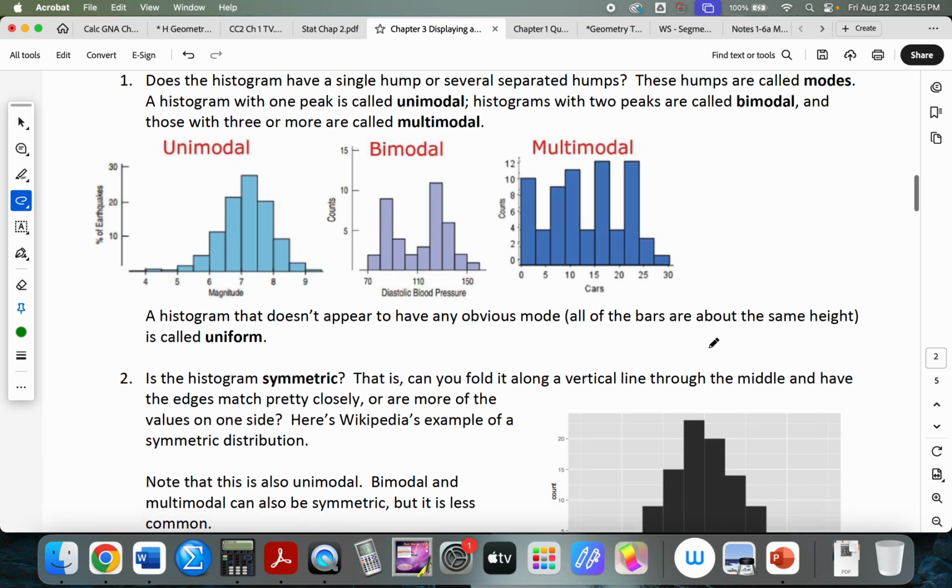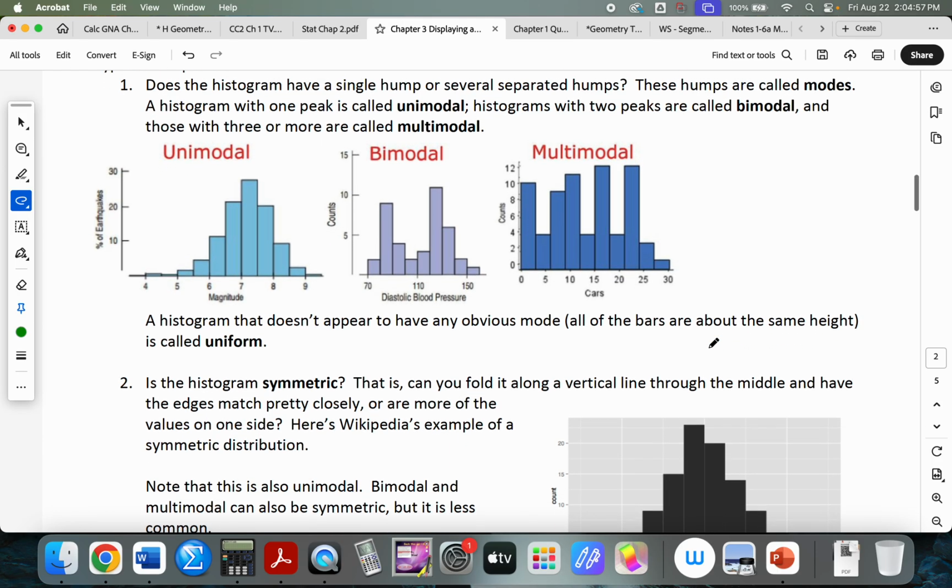Does the histogram have a single hump or several separated humps? High spots, if you will. Spikes. Those humps are called modes. A histogram with one peak is called unimodal. This stands out above its neighbors. So this is unimodal. This, we've got a mode over here and another mode over here. This is bimodal.